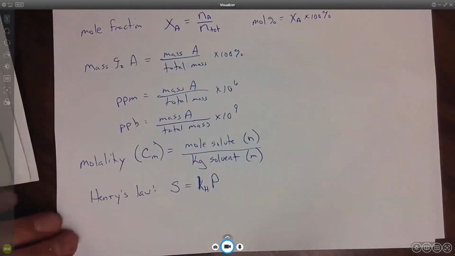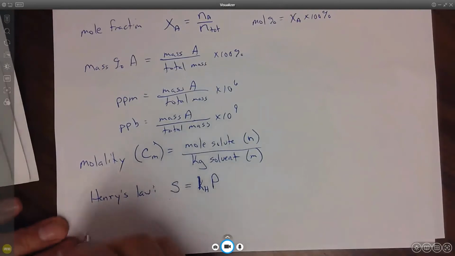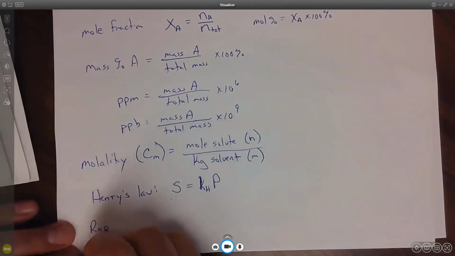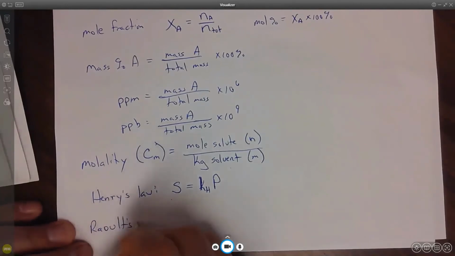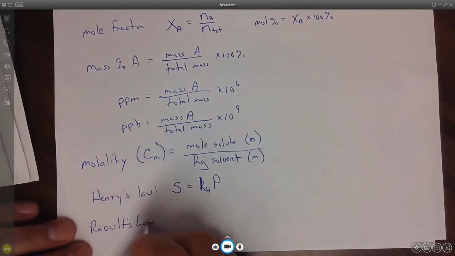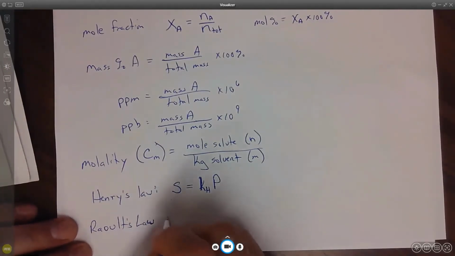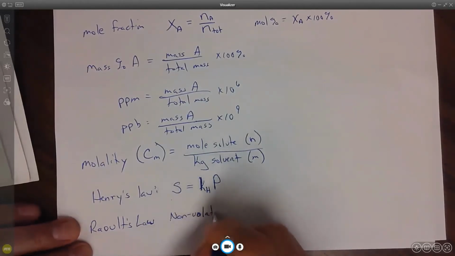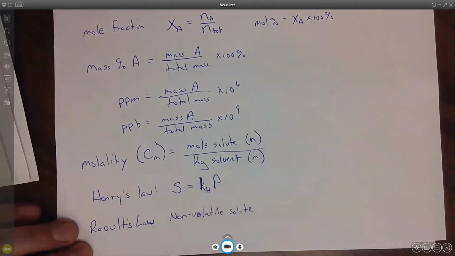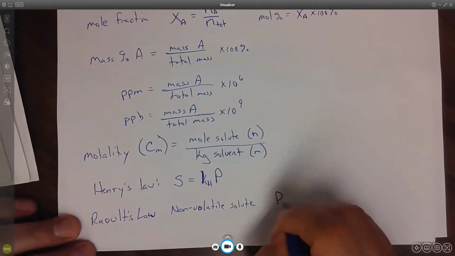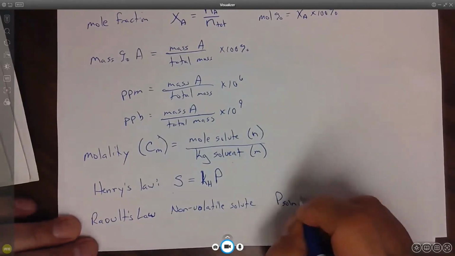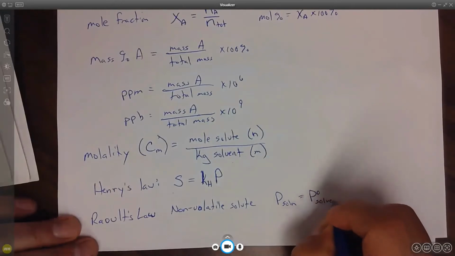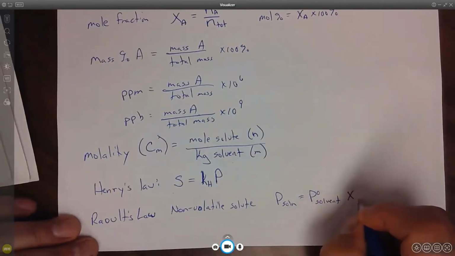Then we had Raoult's law that talked about the vapor pressure of a solution, and how that changes when you add an involatile solute. So we have two forms of Raoult's law. Again, this is measuring the vapor pressure of a solution, and we have one for a non-volatile solute. And in that case, the vapor pressure of the solution was equal to the vapor pressure of the pure solvent times the mole fraction of the solvent.